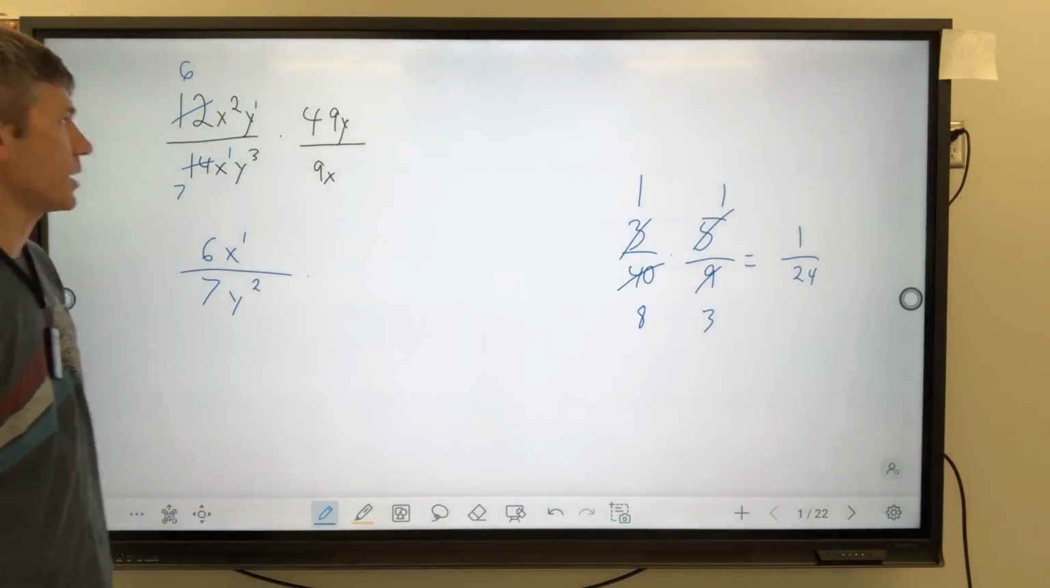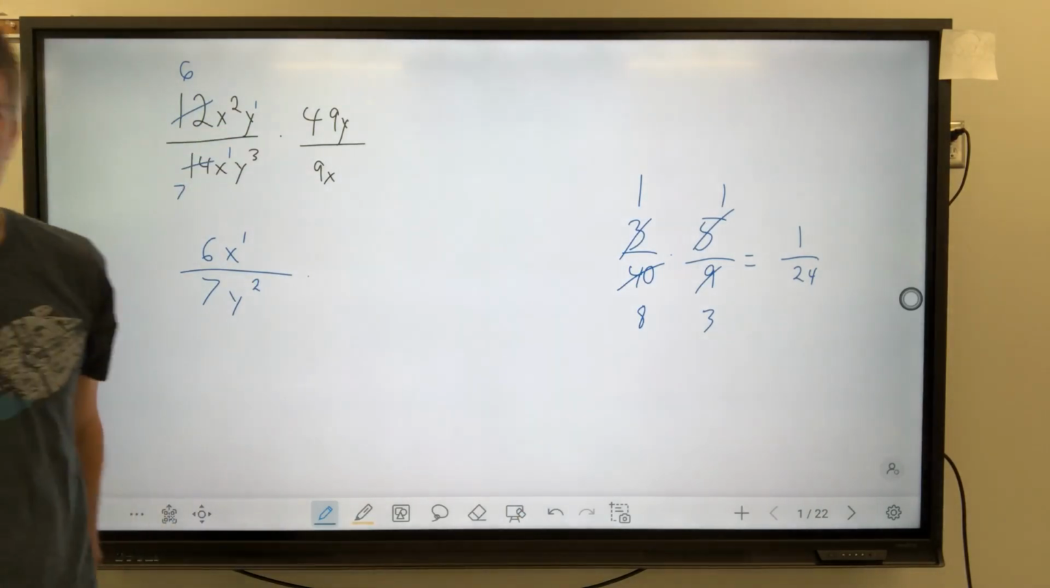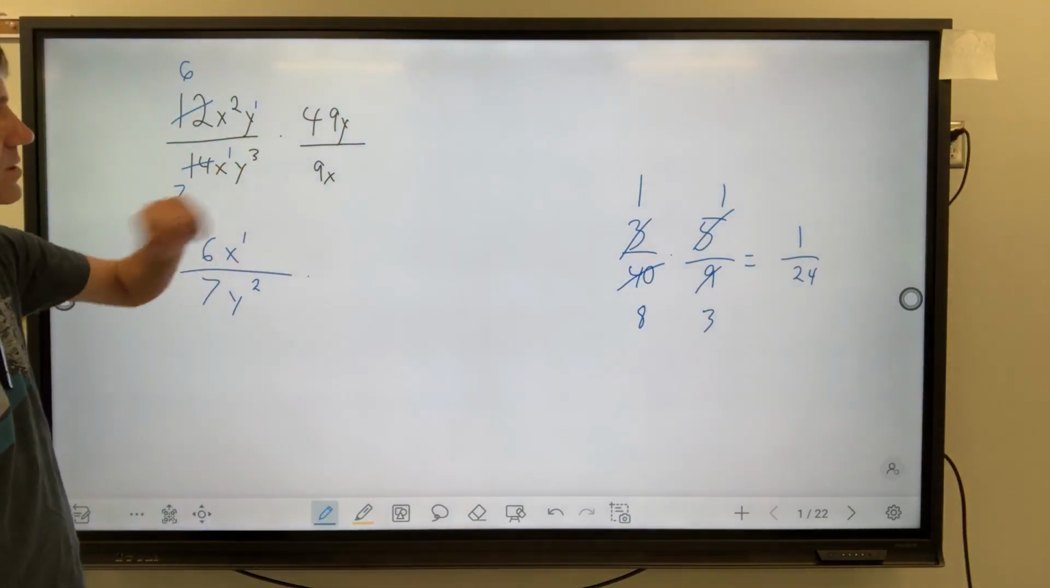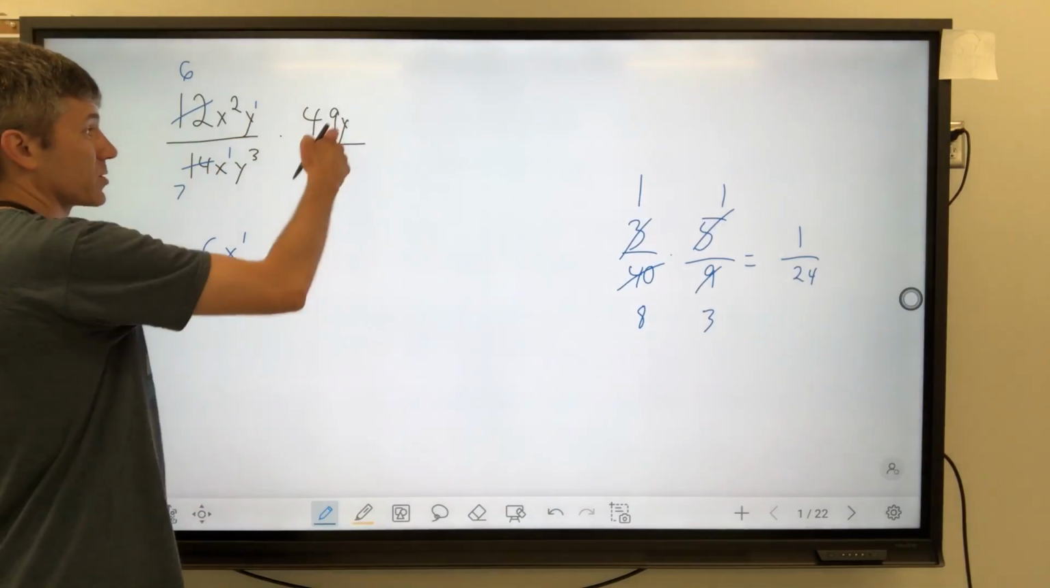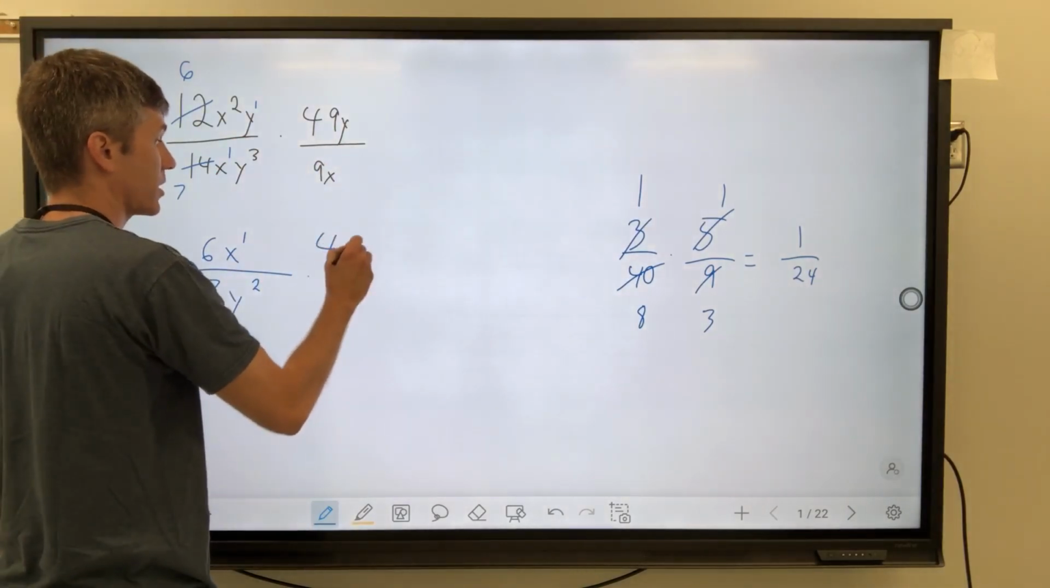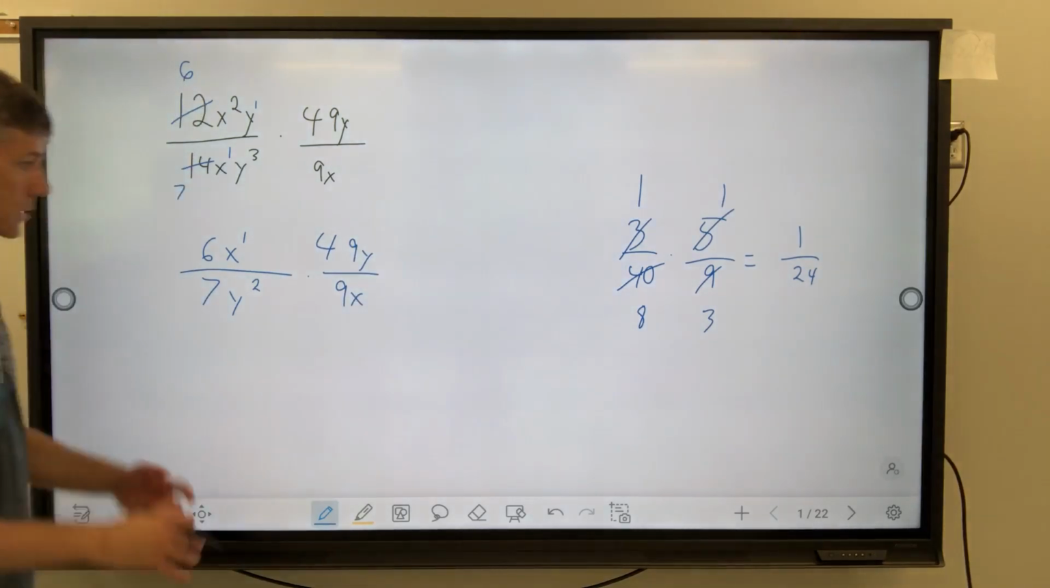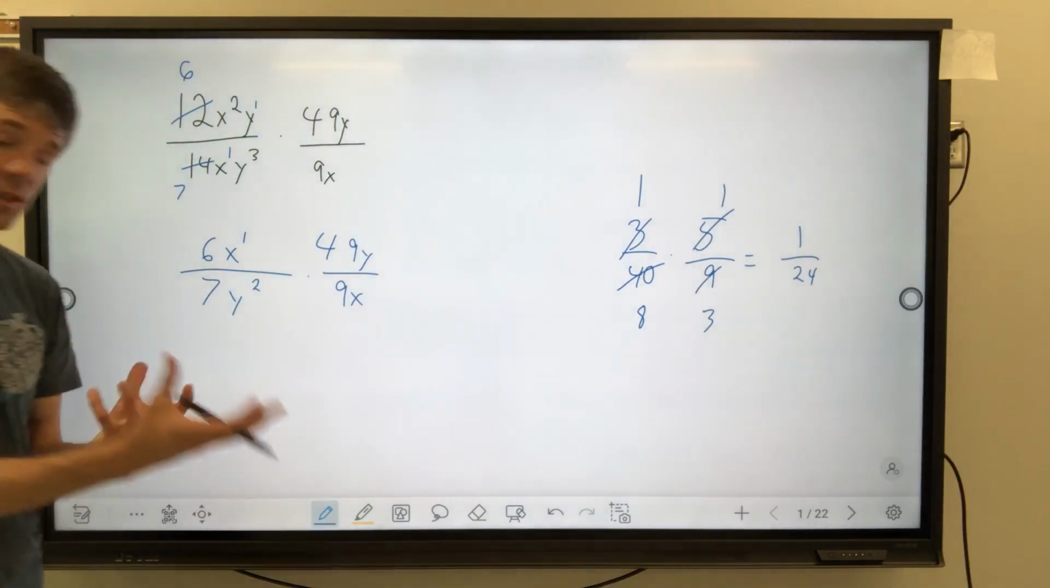Second fraction, we'll reduce that. 49 divided by 9. Let's see, 49 divided by 9. It doesn't reduce. That's 7 times 7, that's 3 times 3. That's not going to reduce. That one's a y, that one's an x. So nothing reduces here. I really wish it did, but it doesn't. And so we're kind of stuck. That's all we can do with the individual fractions.